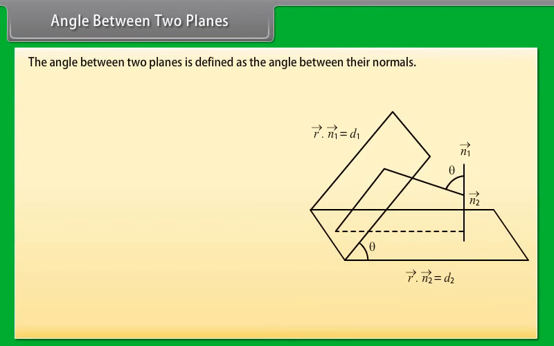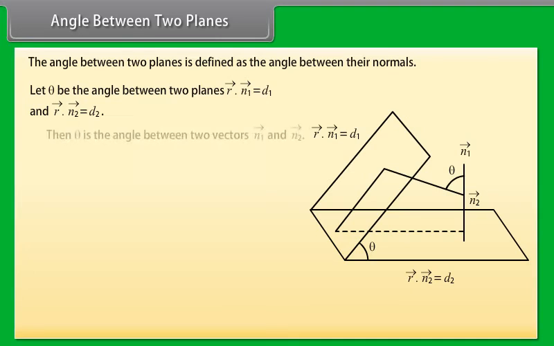Angle between two planes. The angle between two planes is defined as the angle between their normals. Let theta be the angle between two planes. Dot product of vector r and vector n1 equals d1, and dot product of vector r and vector n2 equals d2. Then theta is the angle between two vectors n1 and n2.